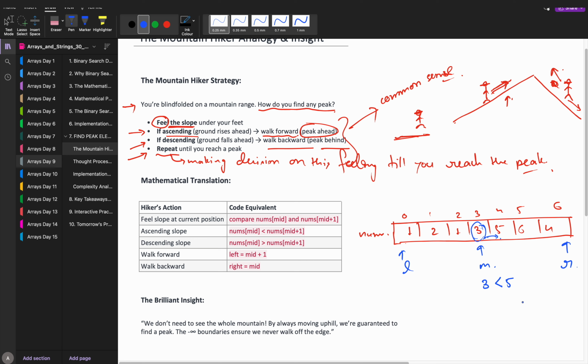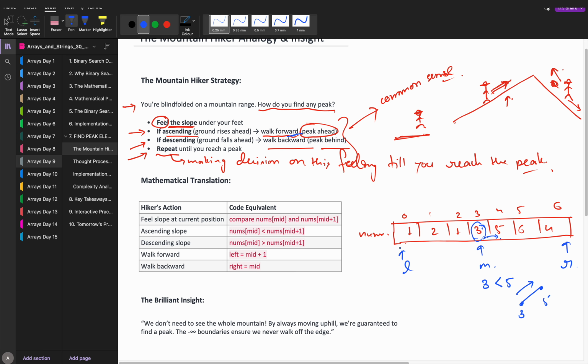If I plot it, it will look like you were at 3 and 5 is at some height. 3 is less than the height, meaning क्या आ रहा है, ग्राउंड इज असेंडेड है ना, मतलब ग्राउंड राइज अहेड है, so you need to move in the forward direction. You can see this particular part. How to move in the forward direction?